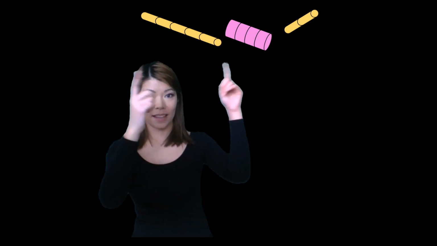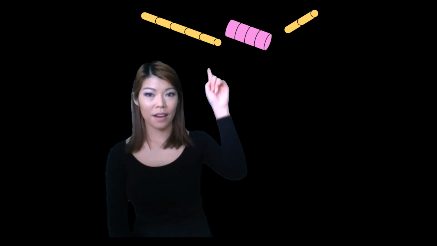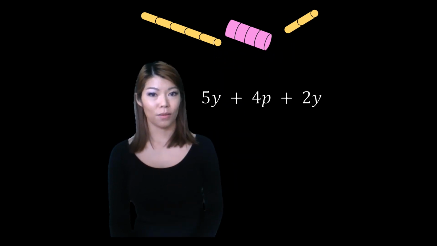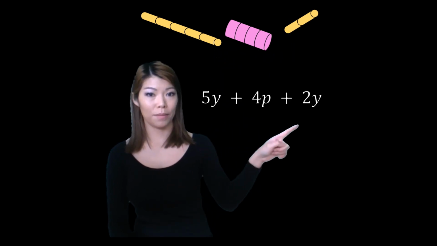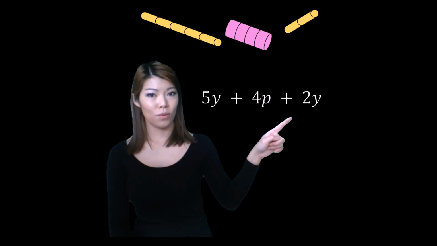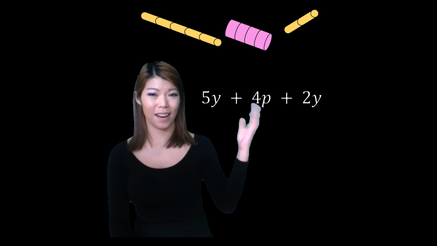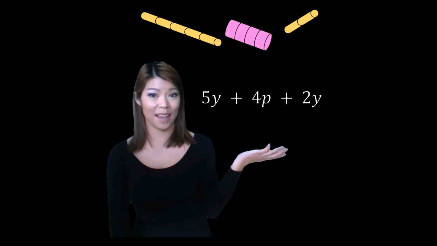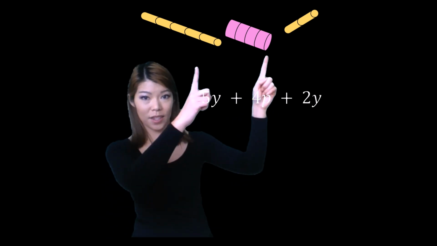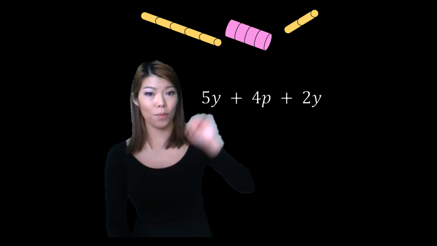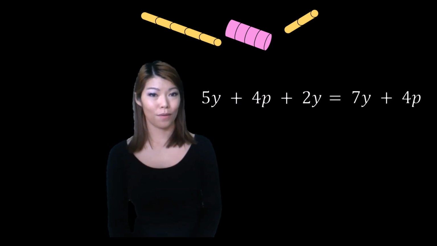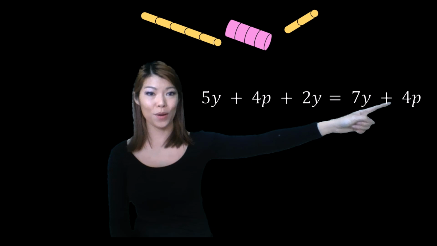What about this combination? Well, there's 5 yellow ones, 4 pink ones, and 2 yellow ones. So we can write 5y plus 4p plus 2y. Well, we wouldn't say 5 plus 4 is 9 plus 2 is 11, 11 py's. You can't put them together. We would say that there are 7 yellow ones and 4 pink ones. So 7 yellow and 4 pink ones.